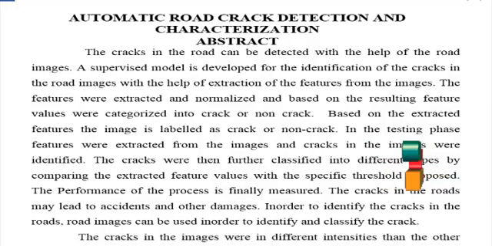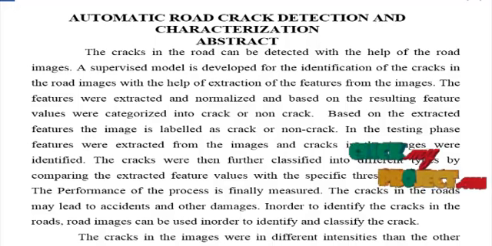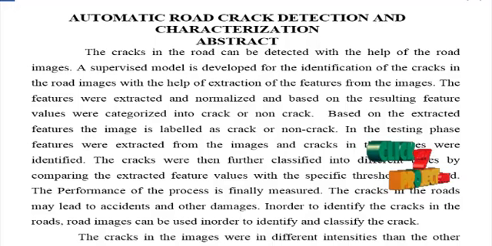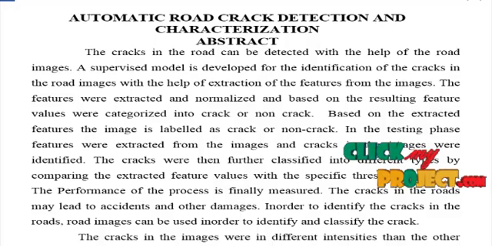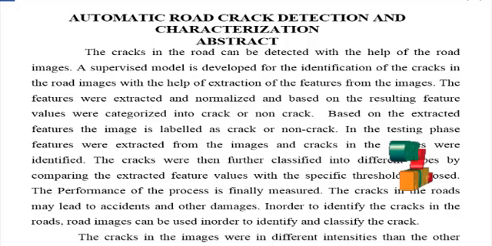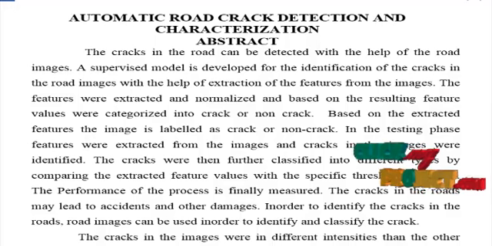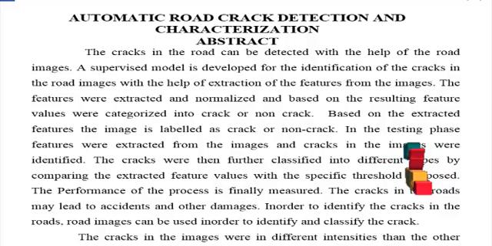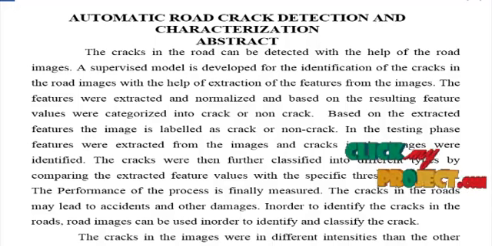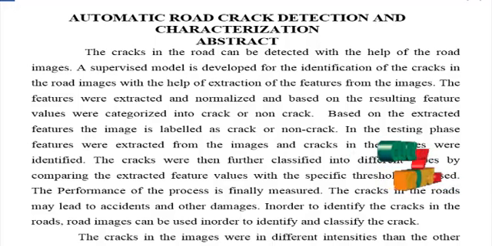The features were extracted and normalized, and based on the resulting feature values, the detected regions were categorized into crack or non-crack. Based on the extracted features, the image is labeled as crack or non-crack. In the testing phase, the features were extracted from the images and cracks in the images were identified. The cracks were then further classified into different types by comparing the extracted feature values with specific proposed thresholds. The performance of the process is finally measured.